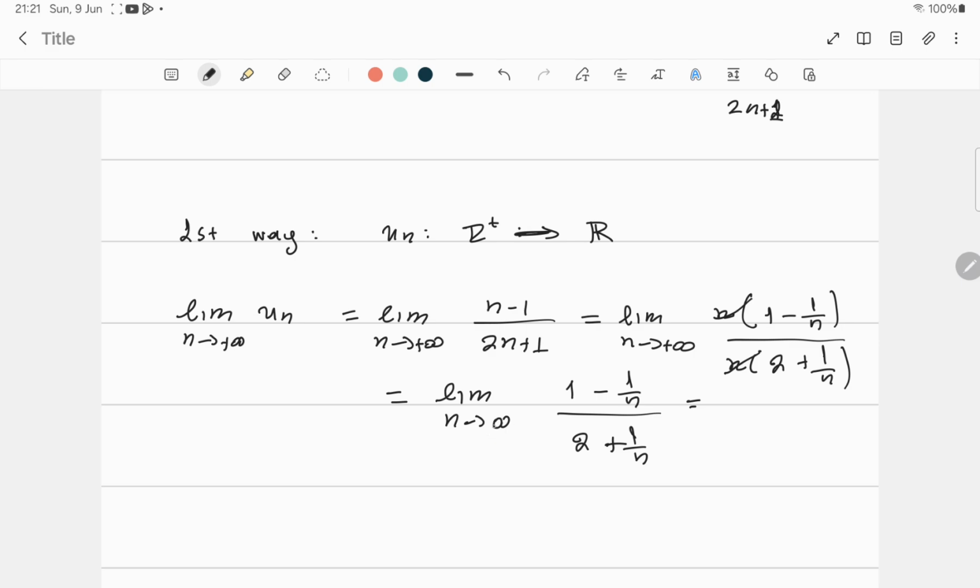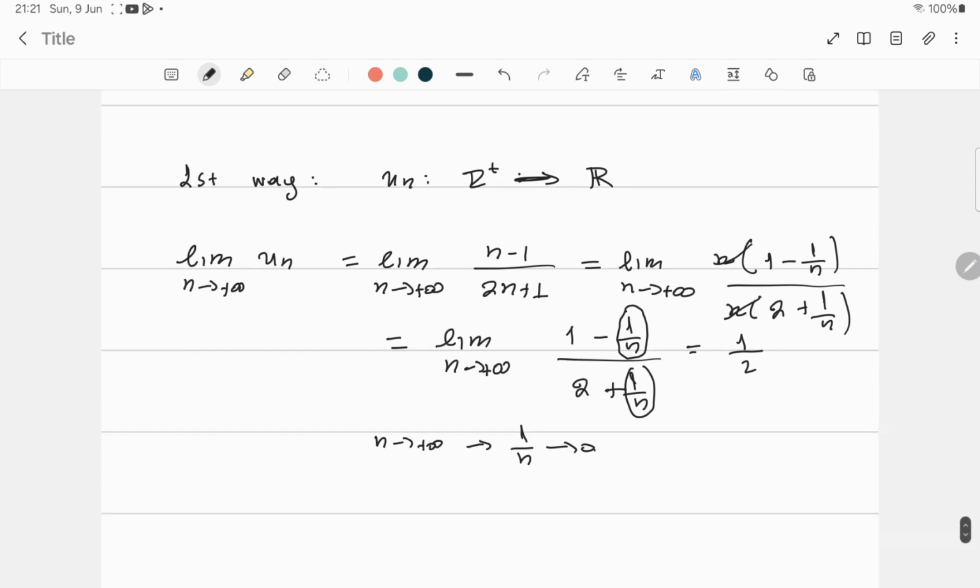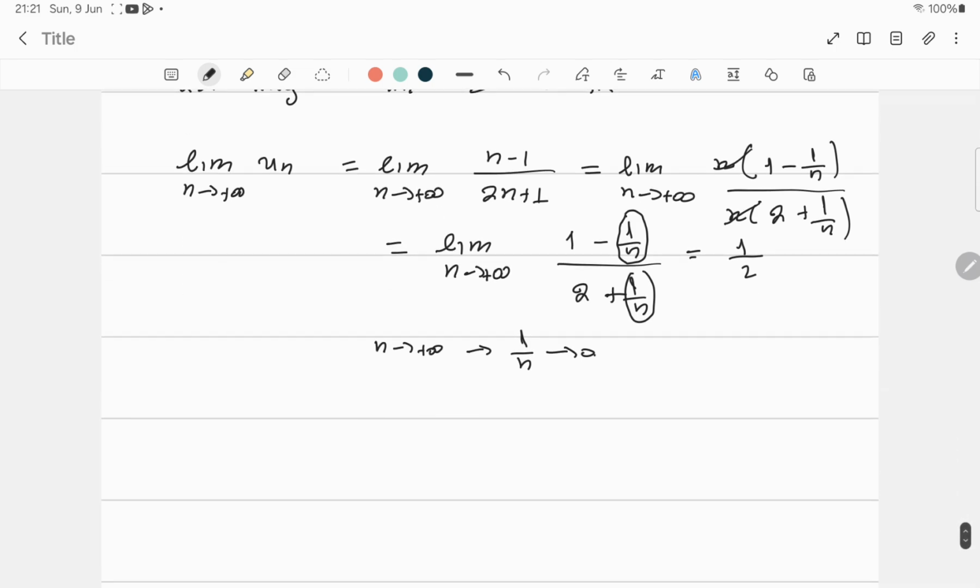So as n grows to infinity, this term in the numerator, 1 over n, decays to 0. And this happens also in the denominator, this term: as n grows to infinity, of course 1 over n tends to 0. So we have that the limit of this is a half. This is the first way to do it.